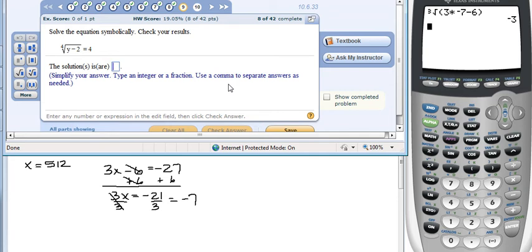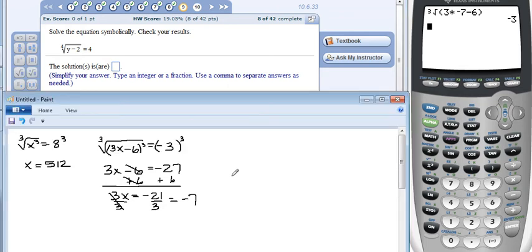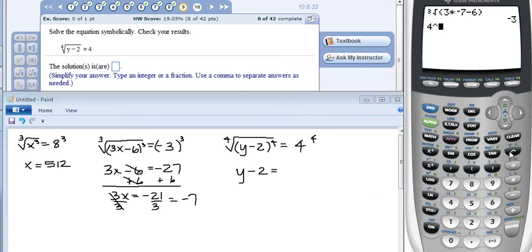I don't think anything is different there, except it's the 4th power. We know how to get rid of a 4th root, don't we? Take everything to the 4th power, right? So the 4th root of a 4th power is just itself. And 4 to the 4th power is 256.